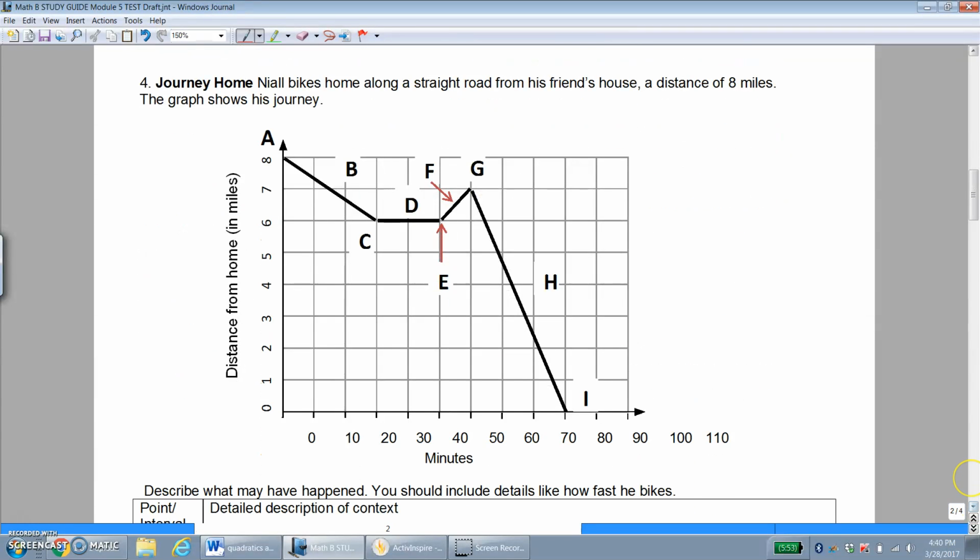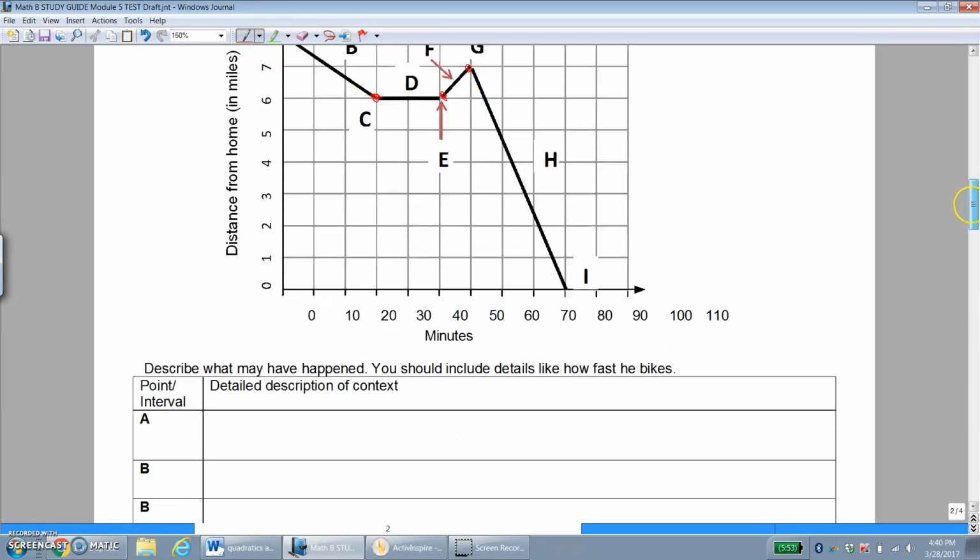All right, on your test, you will need to make sure you understand how to read a story and tell me what it means. So it says, Niall bikes home along a straight road from his friend's house, a distance of 8 miles on the graph of his journey. I want you to be able to tell me what each one of these points represents on his journey. So I will leave you that.